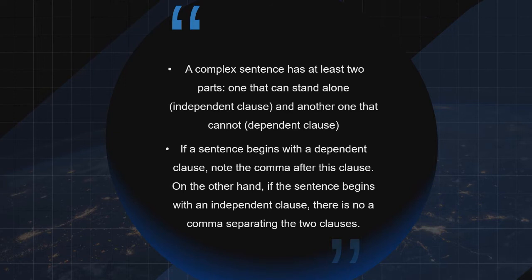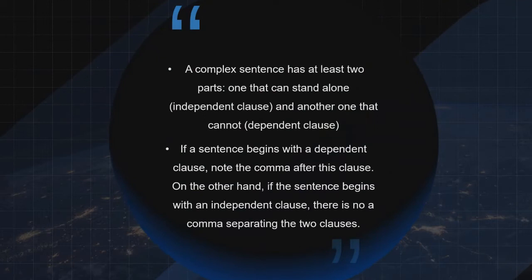The second rule in complex sentences states that if the sentence begins with an independent clause, there is no comma separating the two clauses. Later on, you will see the different kinds of rules being used in examples. So next slide, please.